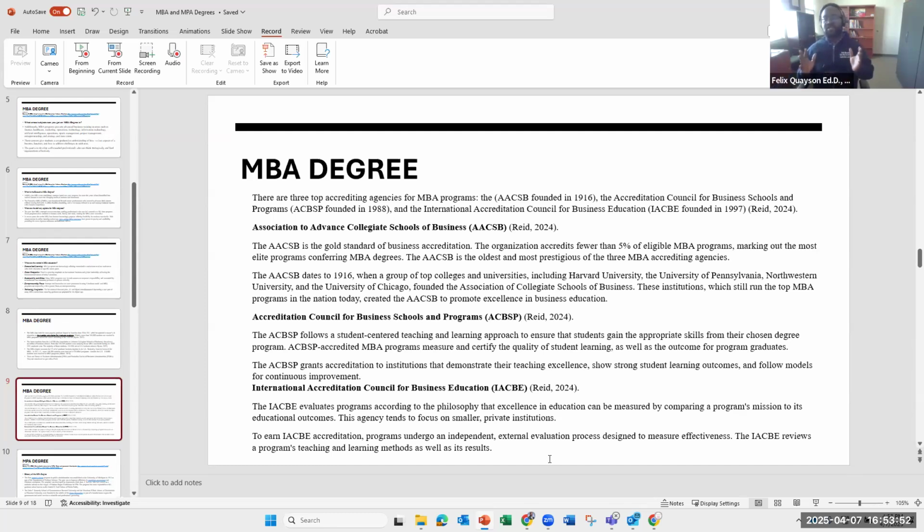So if you want to choose a business or an MBA degree to pursue, it's really up to you what you really want from your MBA. The AACSB deals more with research and student learning outcomes. The ACBSP deals more with program outcomes, such as the student-centered teaching and learning approach. The IACBE tends to focus more on measuring the effectiveness of student learning or educational outcomes.